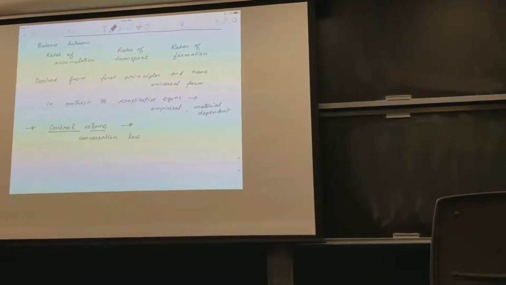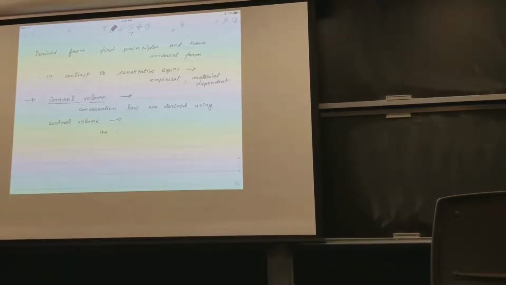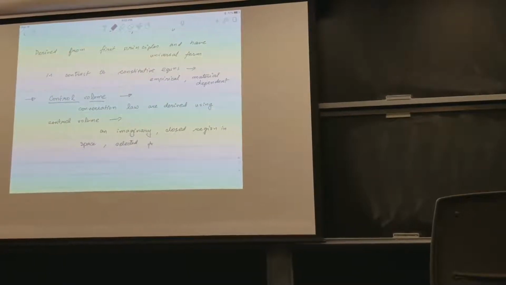So the conservation laws are derived using a control volume, and this is nothing but an imaginary closed region in space selected for its analytical convenience.